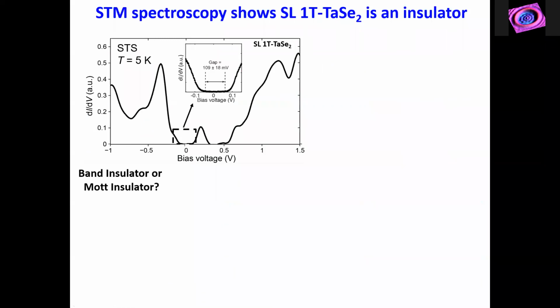So we did STM spectroscopy on the single layer 1T-TaSe2, and this is what we saw. As you can see, it's an insulator. You see there's a gap at zero, the Fermi energy, and the gap is on the order of 100 millivolts. And so that's good, it's an insulator, yay. But what kind of insulator is it? Is it a band insulator or a Mott insulator? And once again, it's not completely obvious.